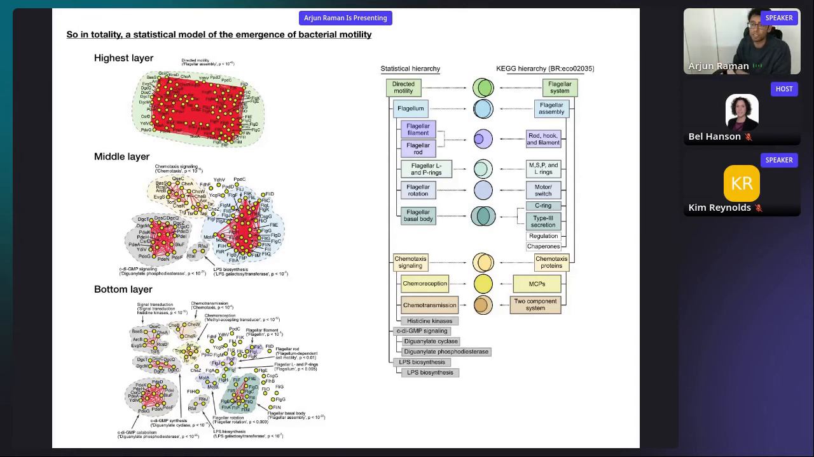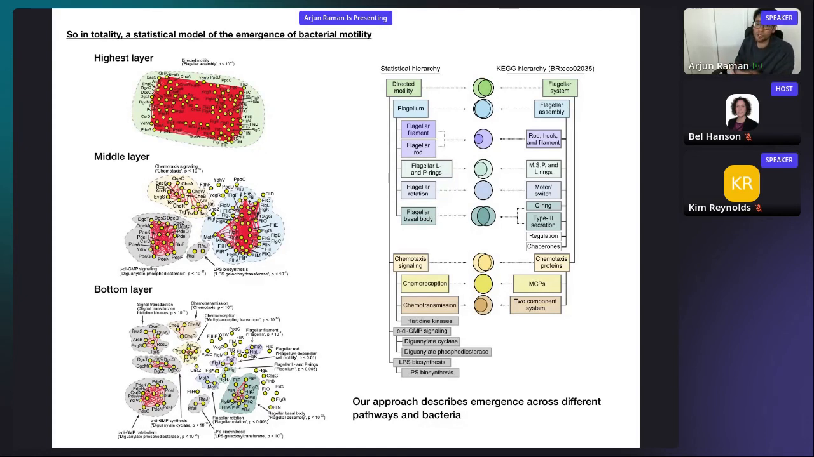And indeed, if you look in the literature, you can find substantial evidence for cyclic di-GMP signaling and LPS biosynthesis affecting flagellar motility in E. coli K12. So it seems that our approach describes emergence across at least this pathway and this bacteria.